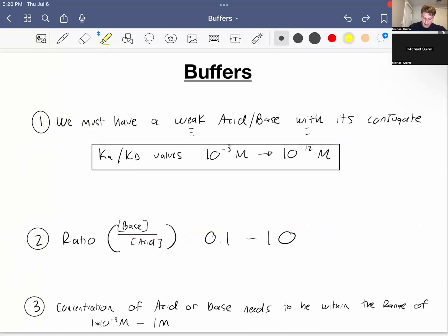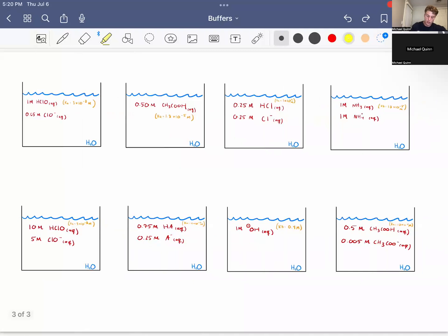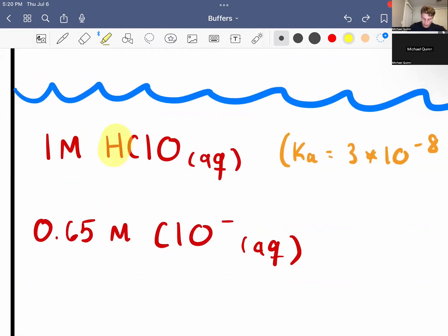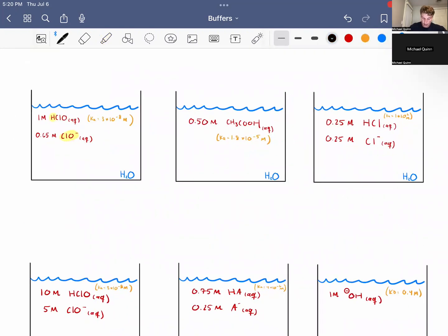Looking back at our requirements for a buffer, we need a weak acid or base with its conjugate, and the Ka or Kb value needs to be between 10 to the negative 3 and 10 to the negative 12. Our Ka is 3 times 10 to the negative 8, so that fits the requirement for a buffer. And we can see that when we remove the hydrogen from HClO, we are left with ClO minus. So we have a weak acid and its conjugate base. So requirement number 1 is met.